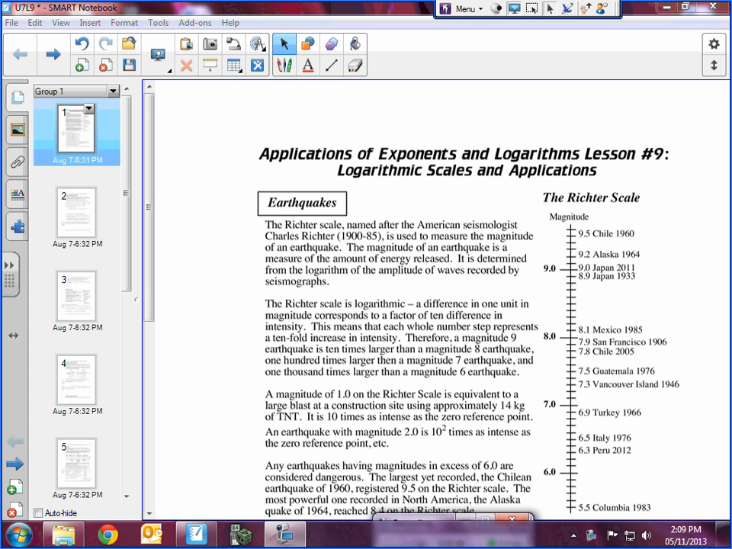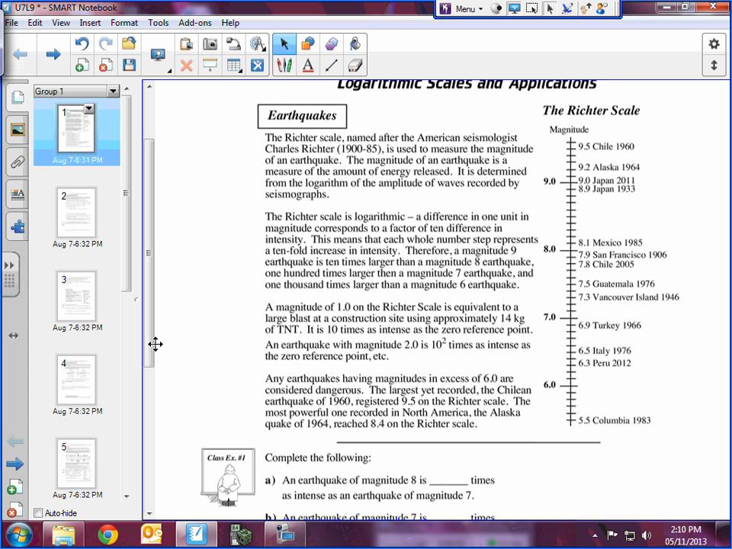Okay, so we're talking about earthquakes. You guys have probably heard of magnitude, right? Richter scale? Heard about this in science, probably. Charles Richter used it to measure the magnitude of an earthquake, which is the amount of energy released, determined from the logarithm of the amplitude of waves recorded by seismographs. So Richter scales are logarithmic, so that's why we're using it in this unit.